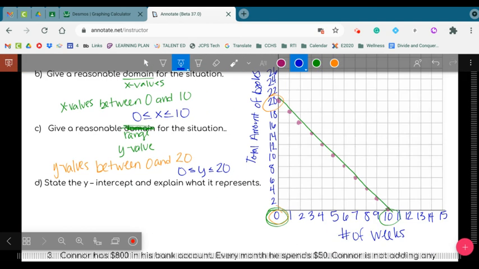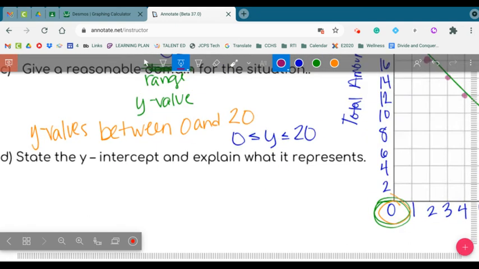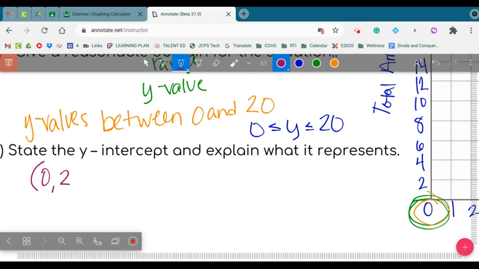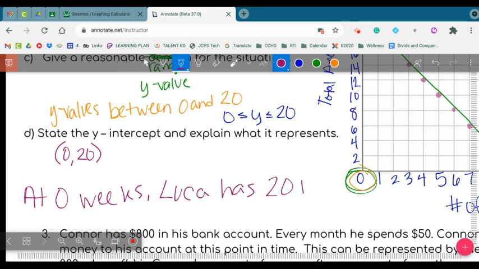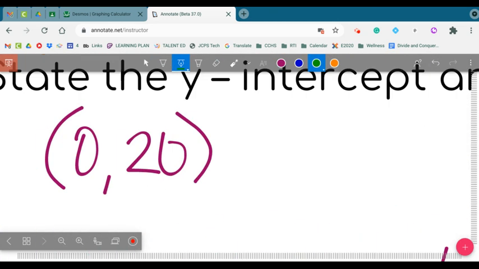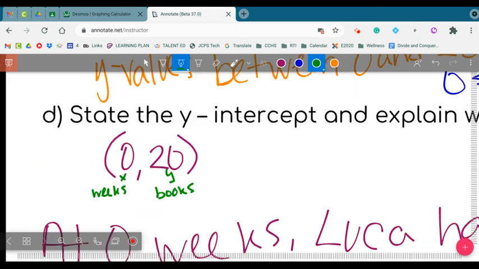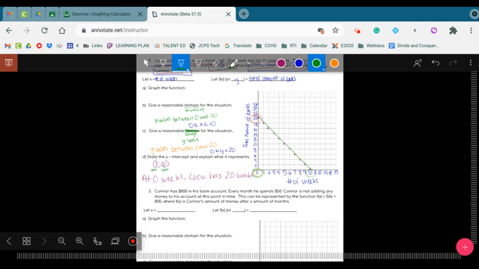Now it says state the y-intercept and explain what it represents. The y-intercept on this graph is 20. So our y-intercept is (0, 20). What does this mean? This means at 0 weeks, Luca has 20 books. Because if you remember, our x is our number of weeks, and our y is our books. So we're basically just putting that into words. Okay, let me know if you have any questions on that.